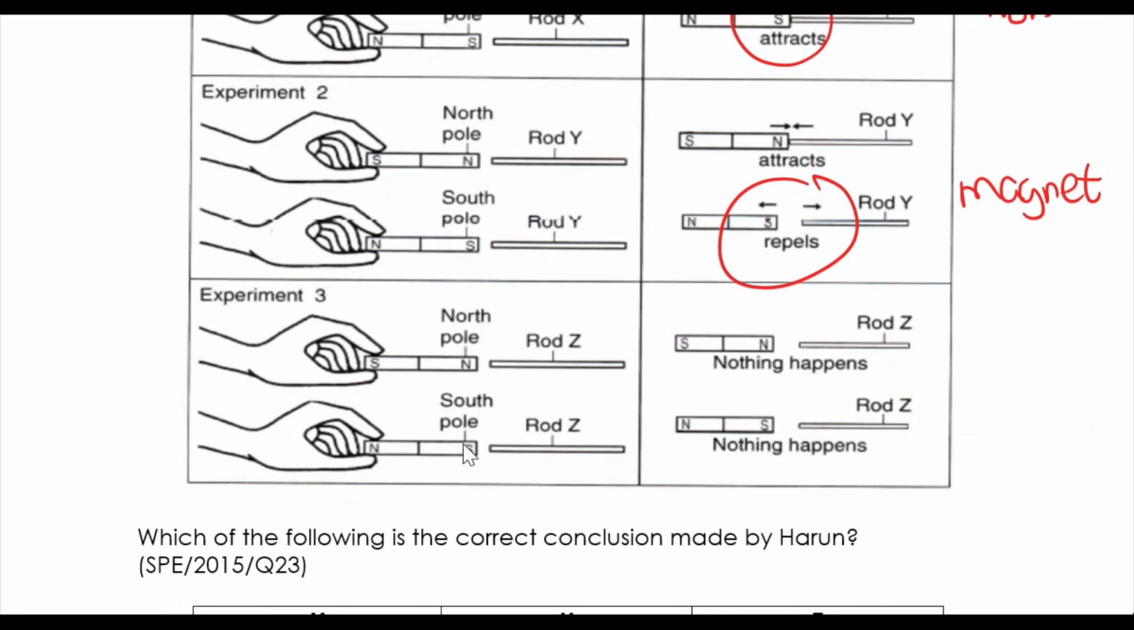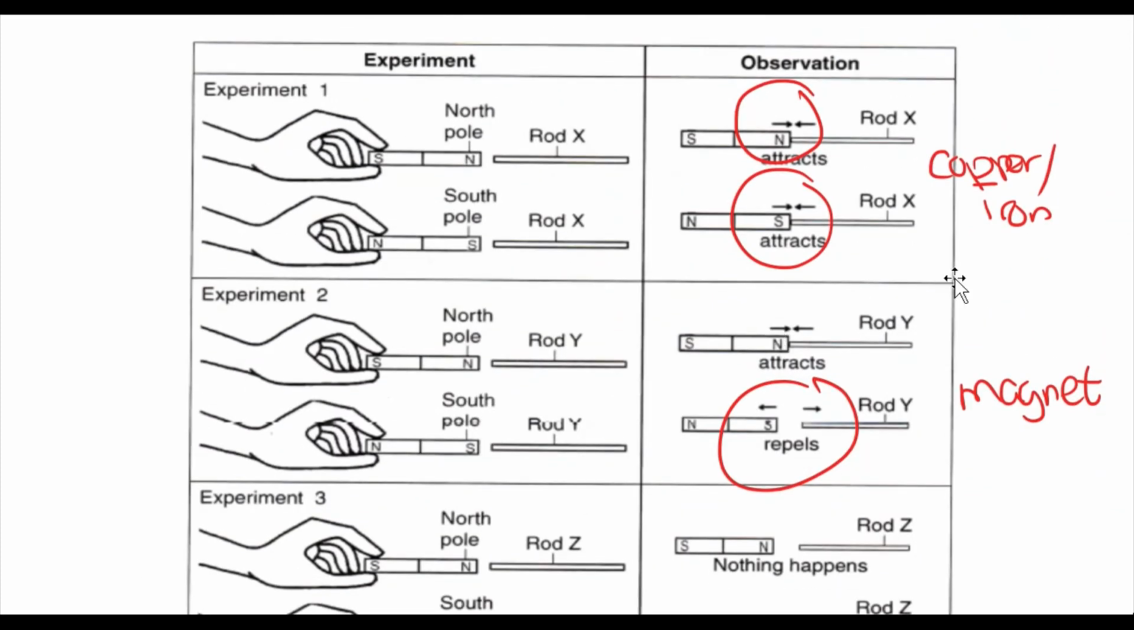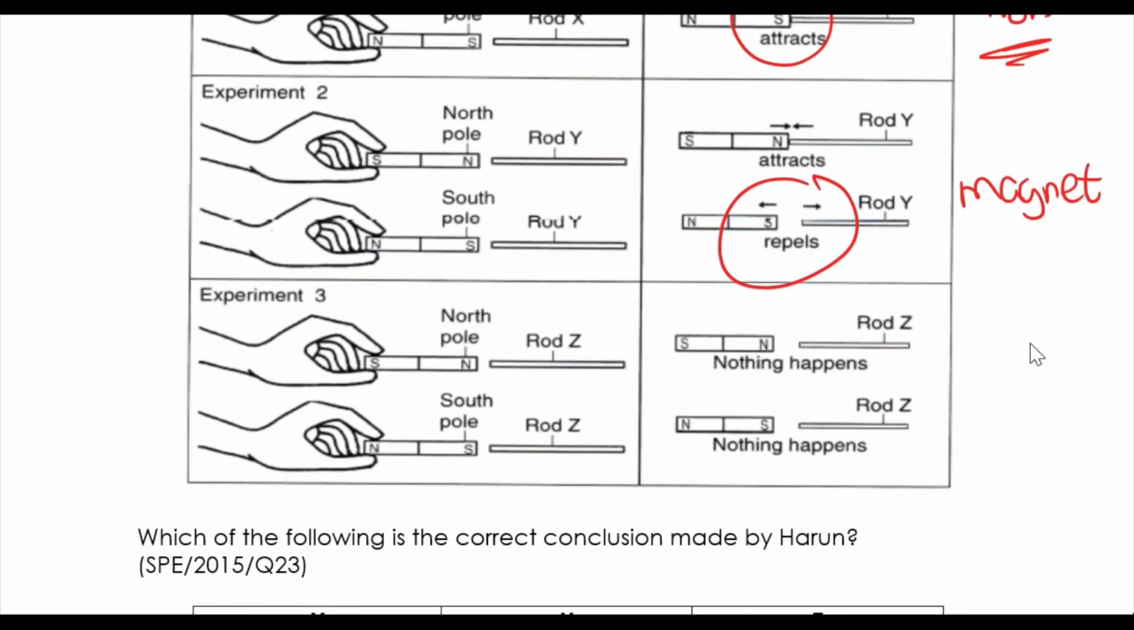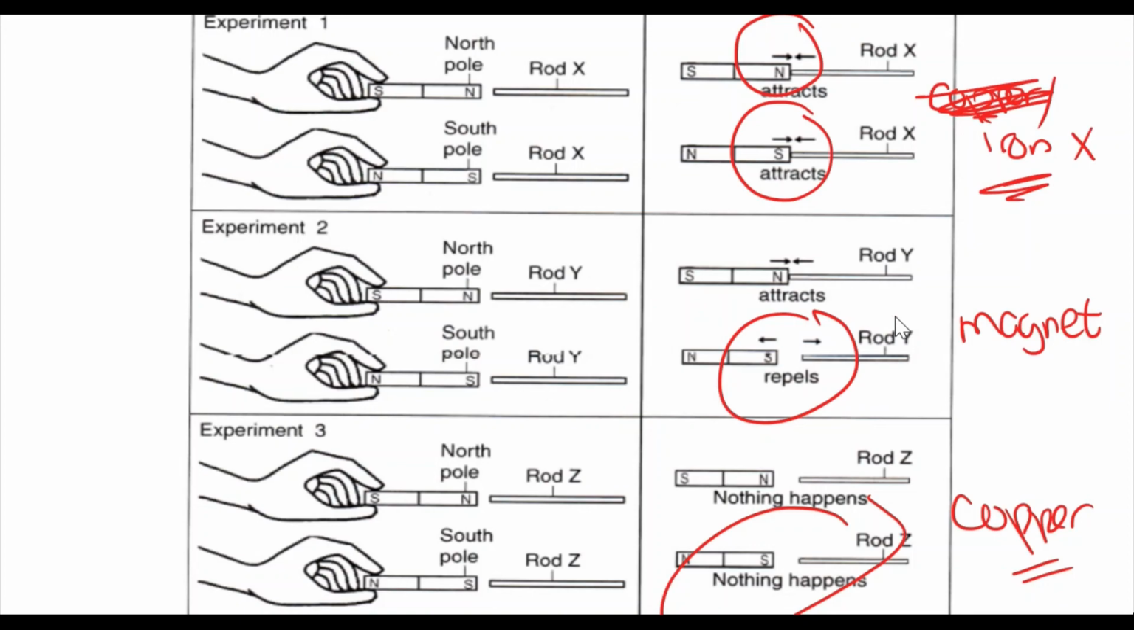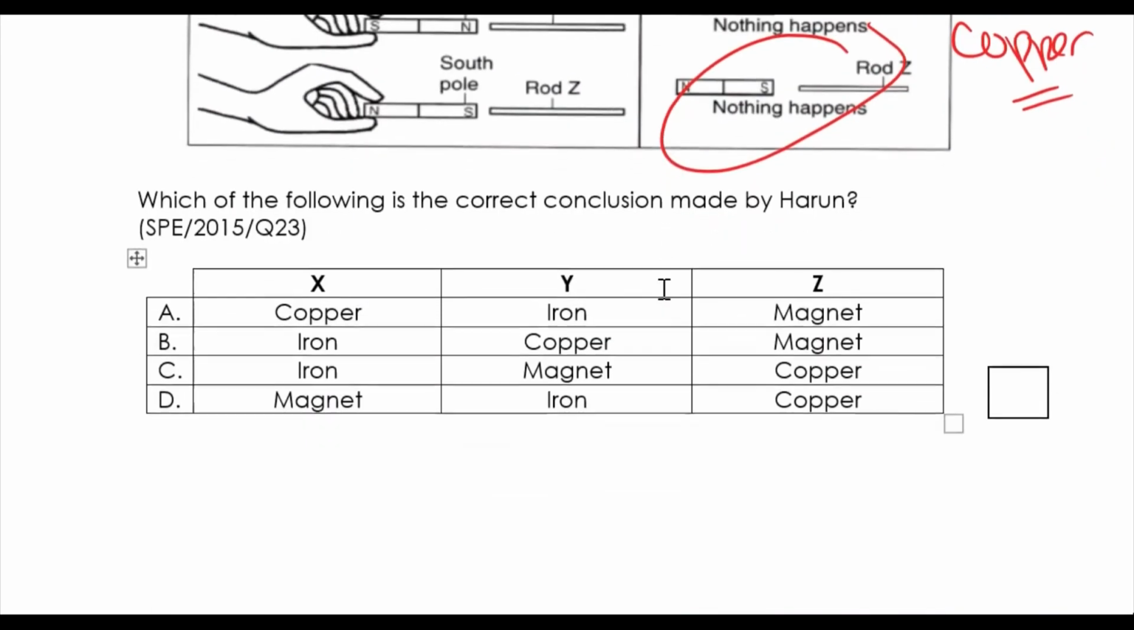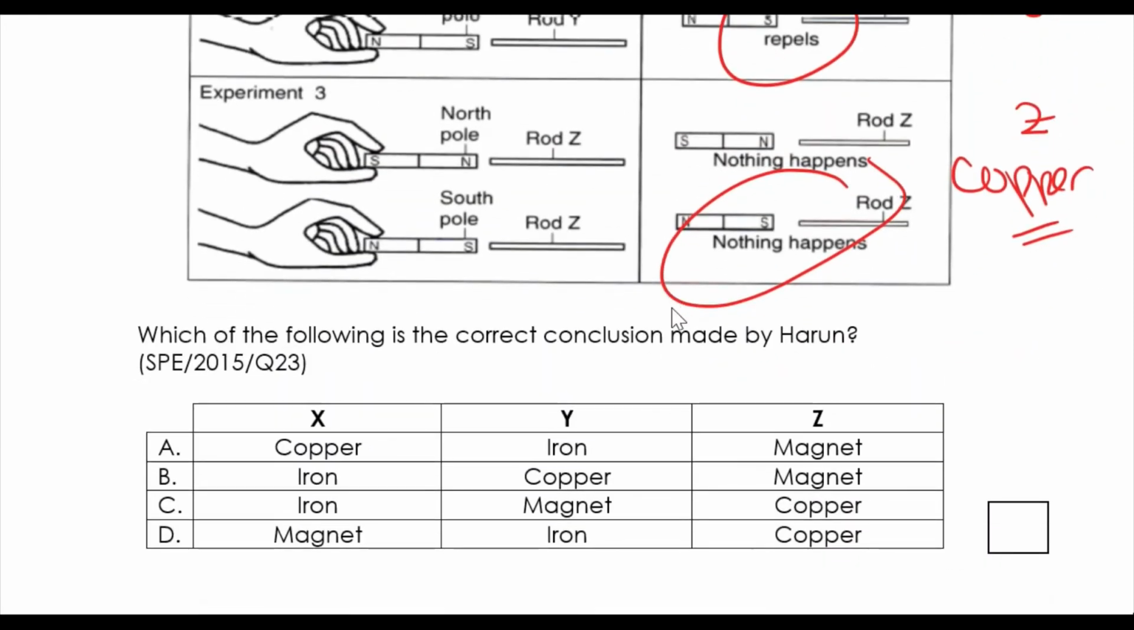Rod Z, nothing happens. Oh, sorry, copper actually is non-magnetic, so X is iron. And nothing happens with Z, so that's a non-magnetic material, so that's copper. So X is iron, Y is a magnet, and Z is copper. X is iron, Y is magnet, and Z is copper. The answer is C. So we're done with that, and I'll see you guys next time.